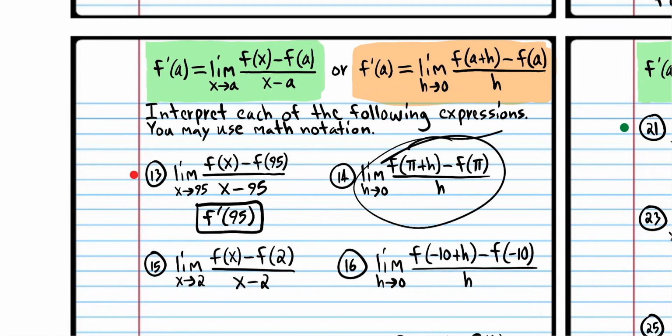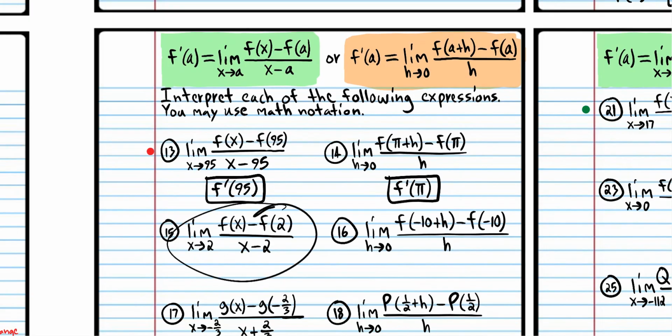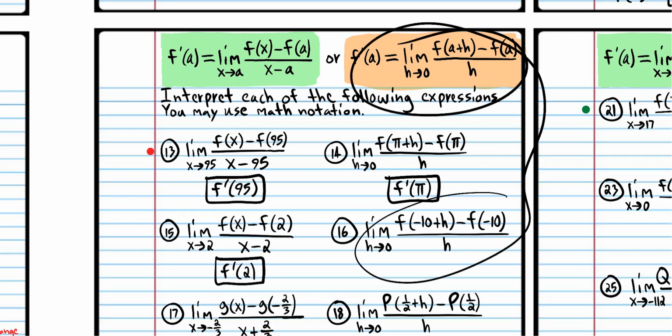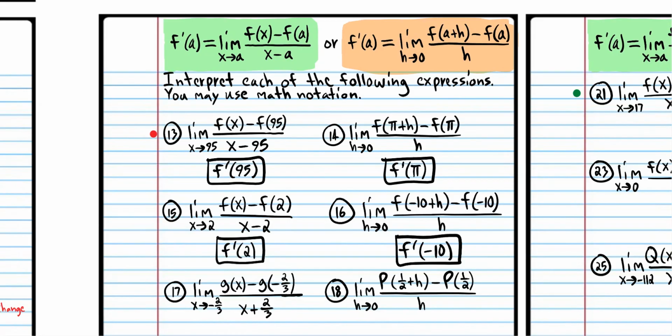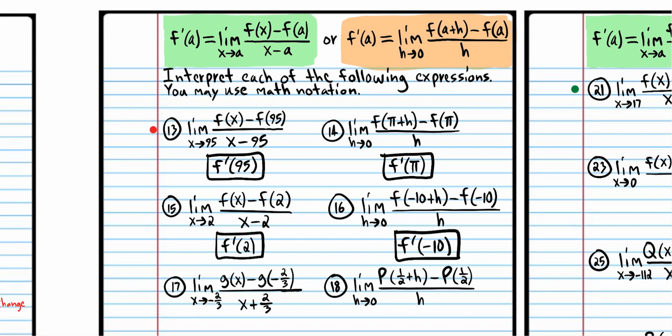Now here we're using this orange expression. That expression is the derivative of the function when x is equal to pi. Alright? That's all that is. Now here we're going back to the green expression. This is the derivative of the function when x is equal to 2. And here we're going back to the orange expression. That expression is the derivative of the function when x is equal to negative 10. So we're just getting used to these formulas.